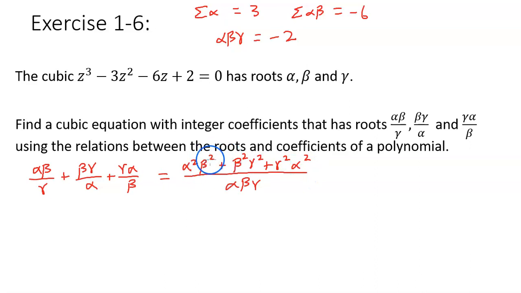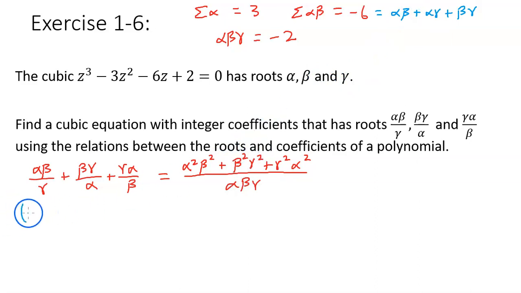Maybe you stare at it for a little while, and then you make the connection that we actually know alpha beta plus beta gamma plus gamma alpha. That's negative 6. So that's alpha beta plus alpha gamma plus beta gamma. And this alpha squared beta squared is the same as alpha beta squared. So we can go ahead and use our little trick from before.